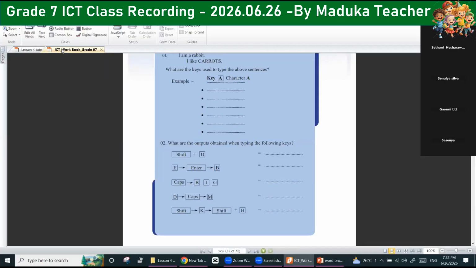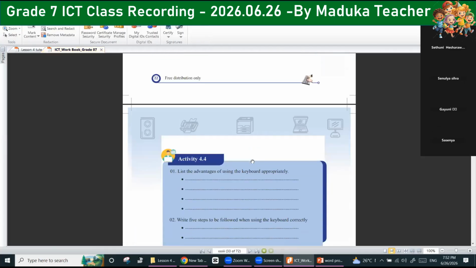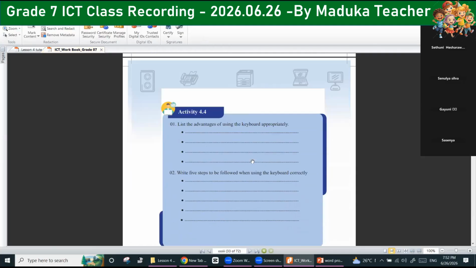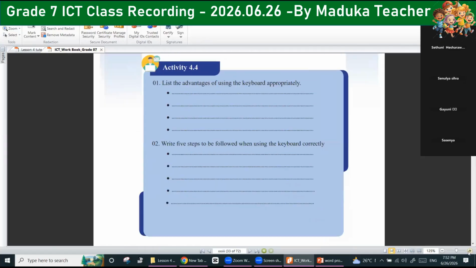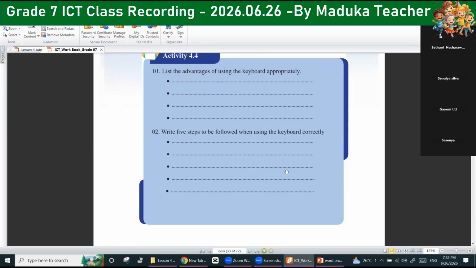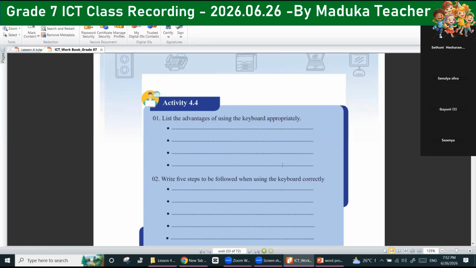Could you please take out your workbook? And let's go to the activity. Did we do activity 4.4? No, right? Okay, note down activity 4.4 as homework.